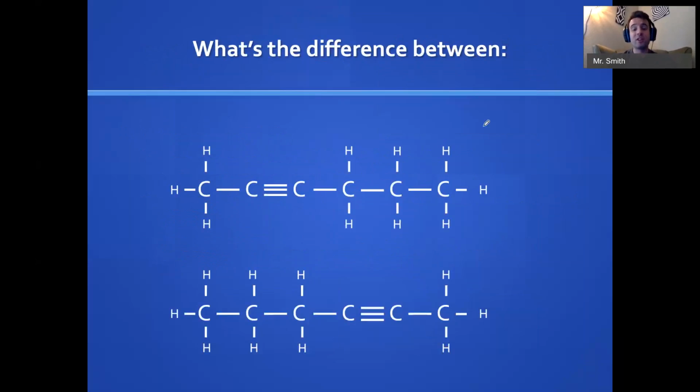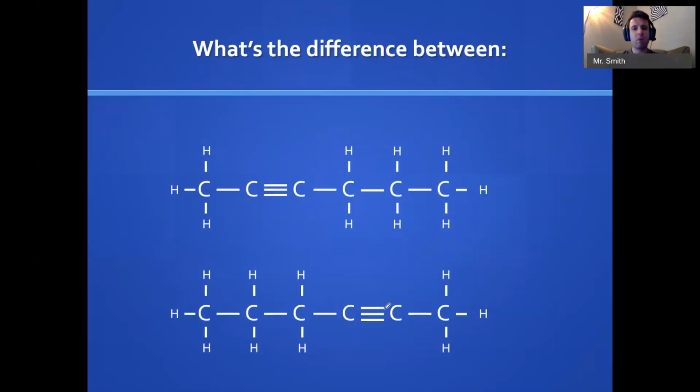Lastly, I'd like to end with this. The question is, what's the difference between this first structure here and the second structure? You might say that the triple bond is in different places. Here it's on the second carbon versus over here it's on the 4th and 5th carbon. So here 2nd and 3rd, here 4th and 5th.